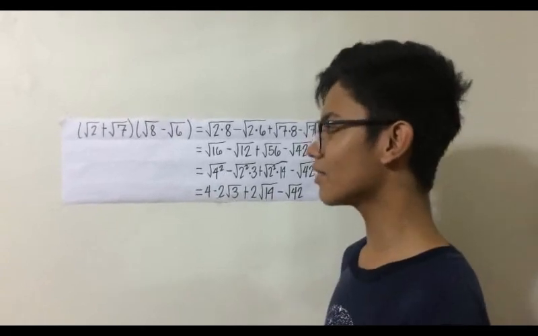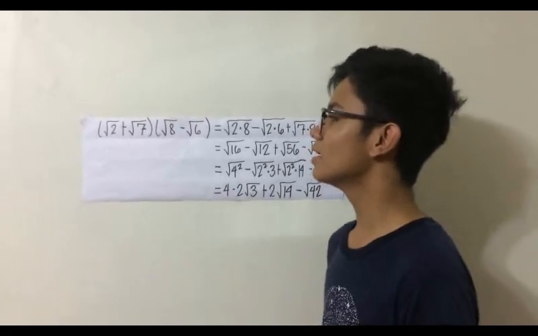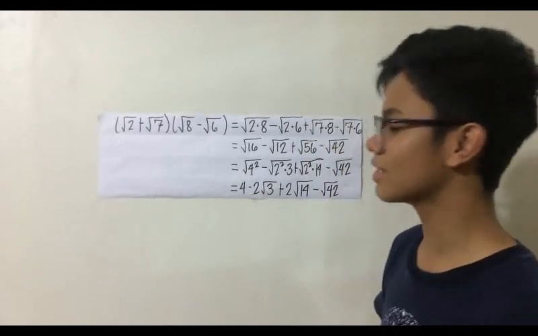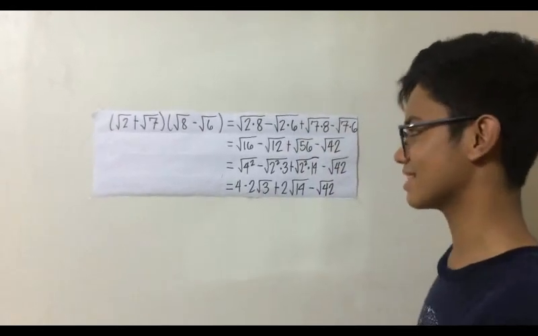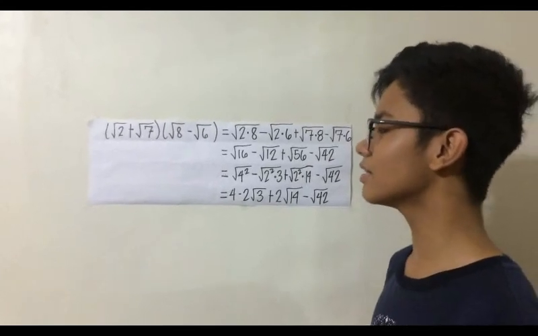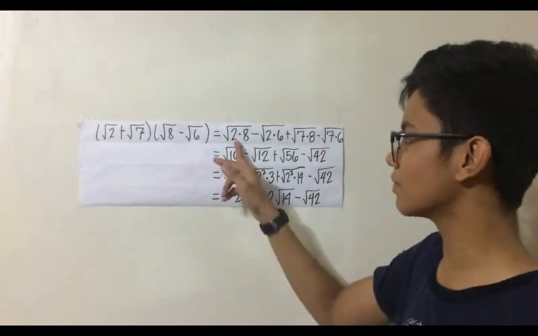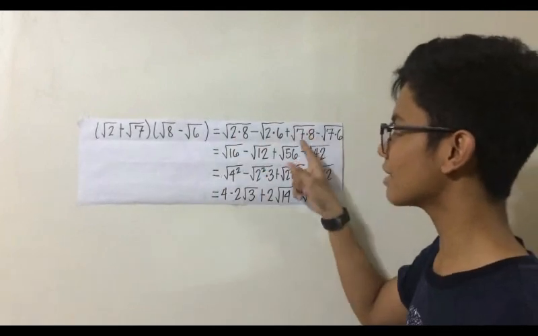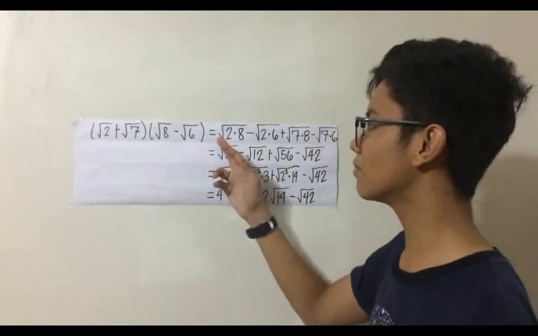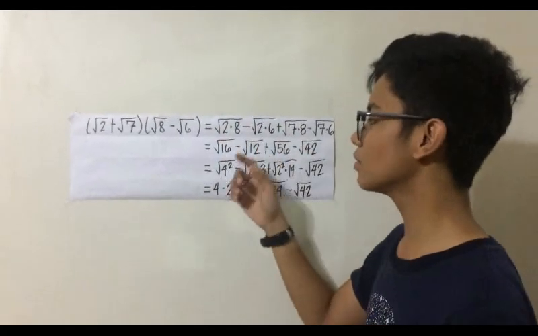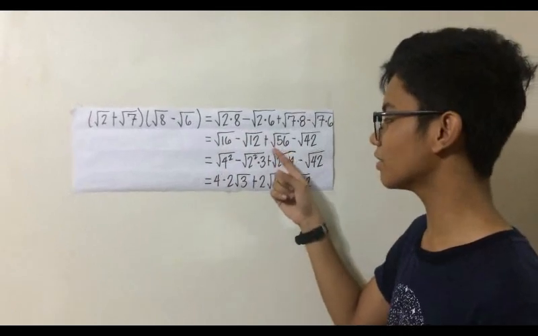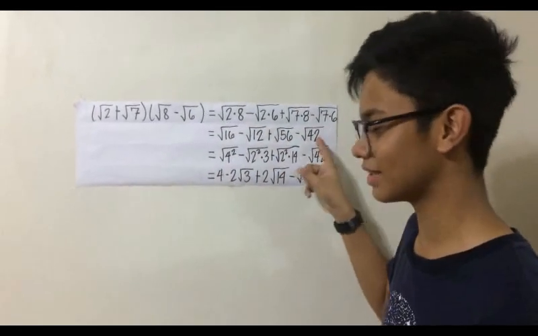I am here to teach you how to multiply binomials involving radicals. So here we have an example problem, which is the square root of 2 plus the square root of 7 multiplied by the square root of 8 minus the square root of 6. So here we're going to apply the FOIL method, which involves multiplying the first terms, outer terms, inner terms, and the last terms. The result of multiplying these will be the square root of 16 minus the square root of 12 plus the square root of 56 minus the square root of 42.